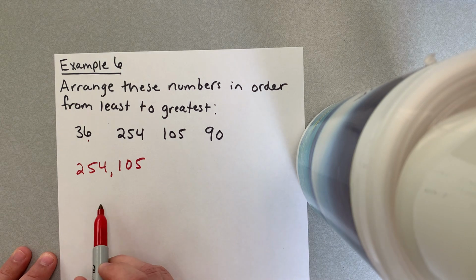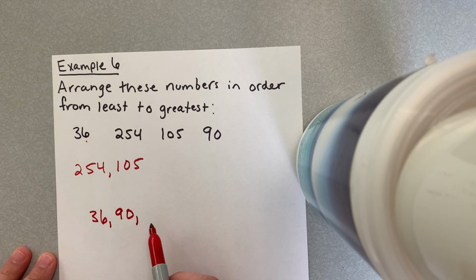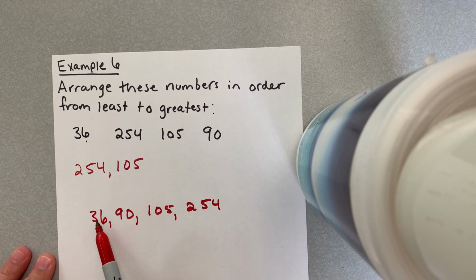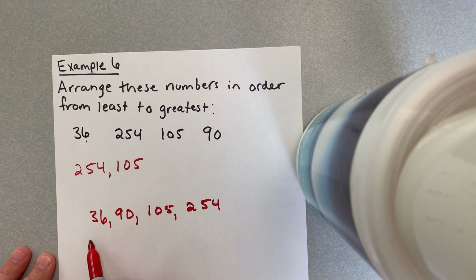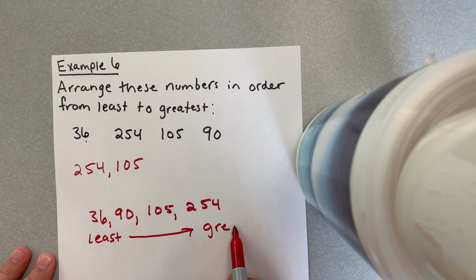So if I'm writing these numbers out, 36 would be the smallest, 90 would be the second, then 105, and 254. So again, we went from the least, the smallest, to the greatest. So this, we went least to greatest.